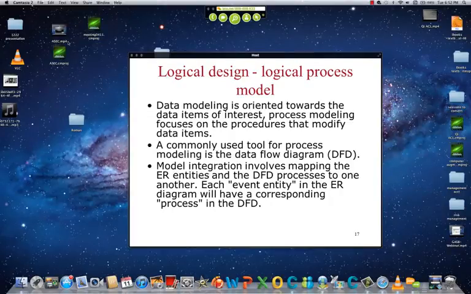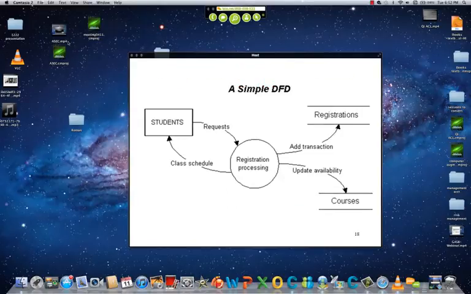Basically, in DFDs you have slightly more notation elements. Let me show you here on this one. You will have rectangles for external entities. You will have circles for business processes. You will have open-ended rectangles for tables, for data basically. And you will also have those lines, those arrows, which show the data flow.